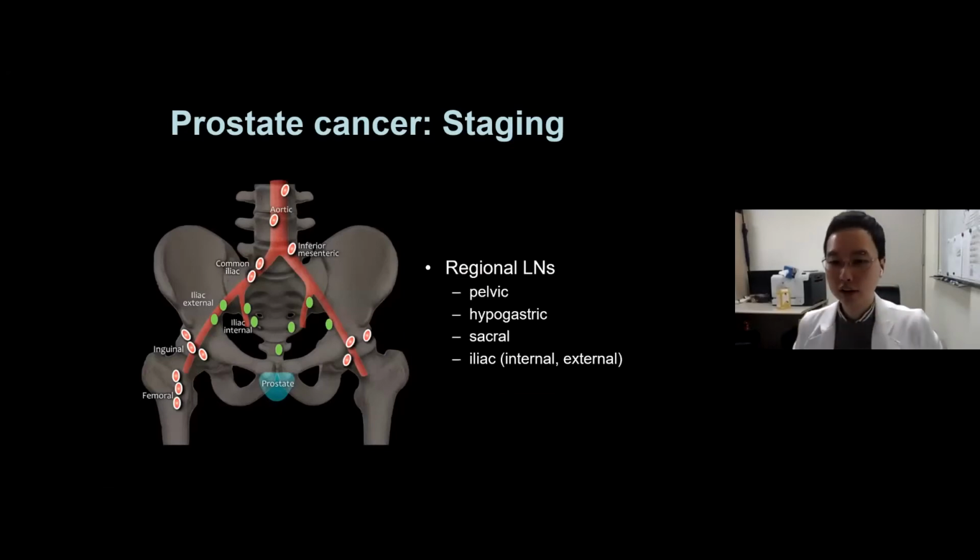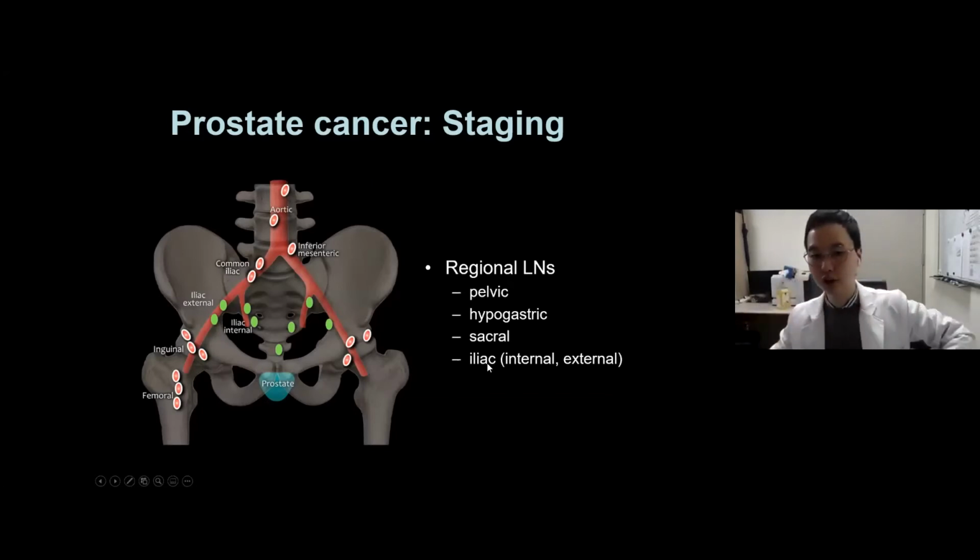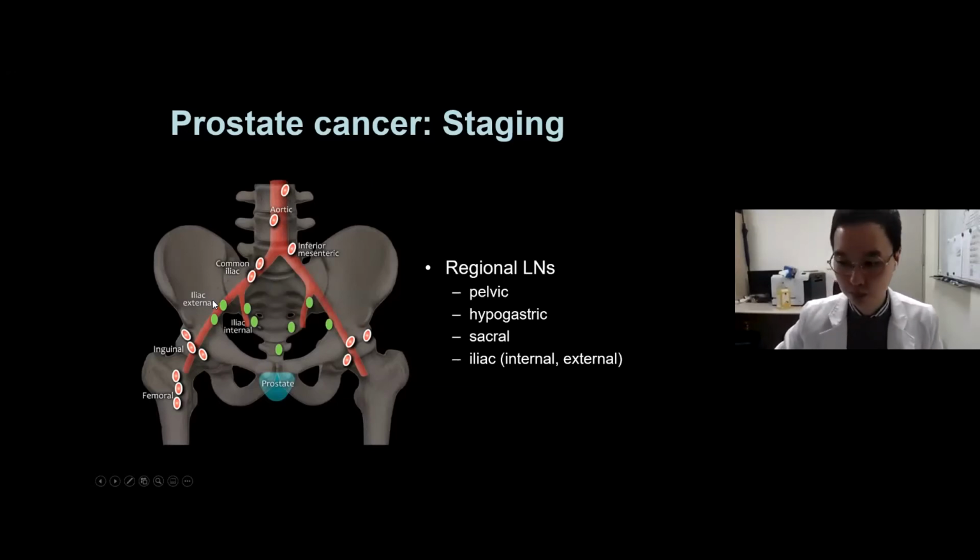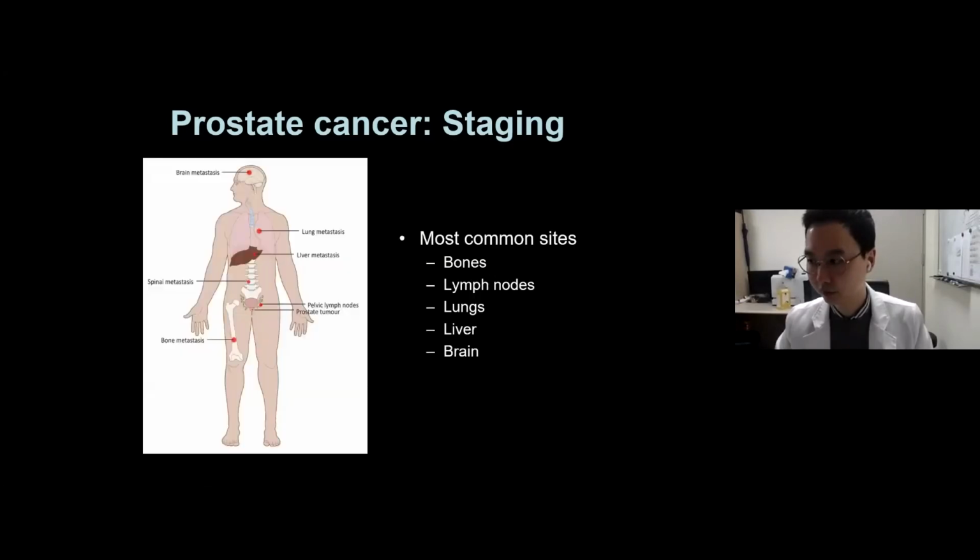And the green areas are the regional lymph nodes from the prostate, and the pelvic, hypogastric, sacral, and iliac nodes are defined as regional. If it exceeds this portion, it should be regarded as distant metastasis. And the most common sites of distant metastasis are bones, followed by lymph nodes or lungs at the later stage.